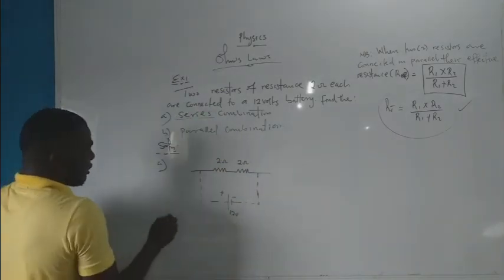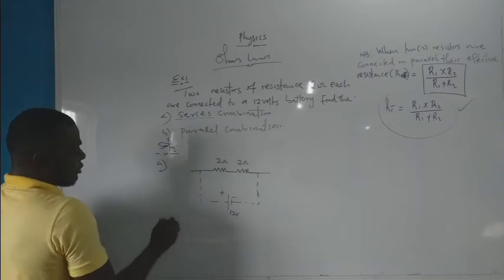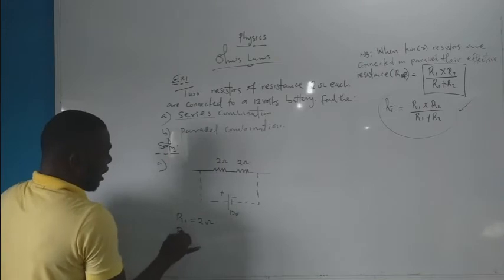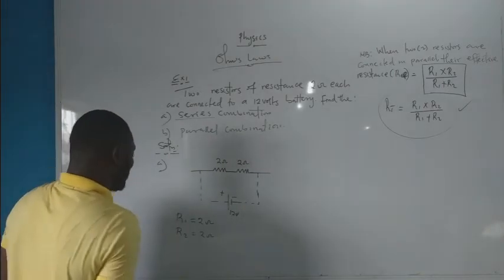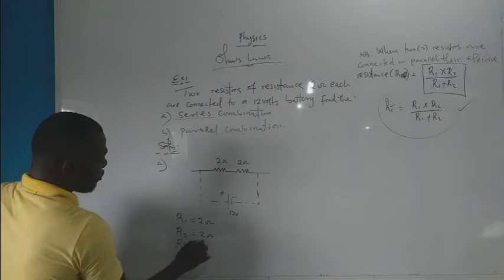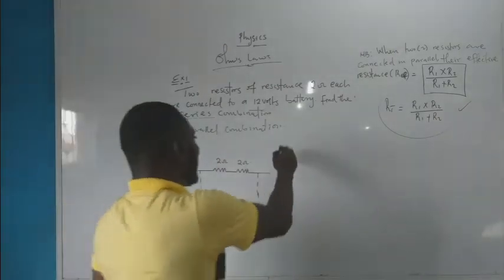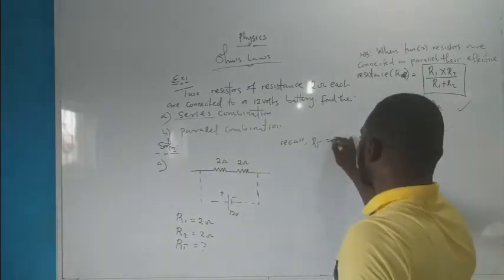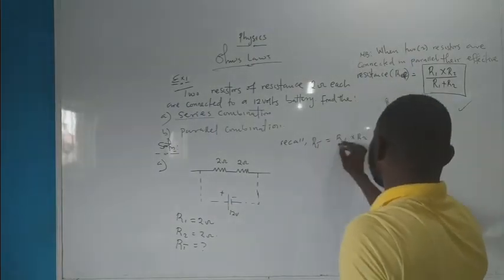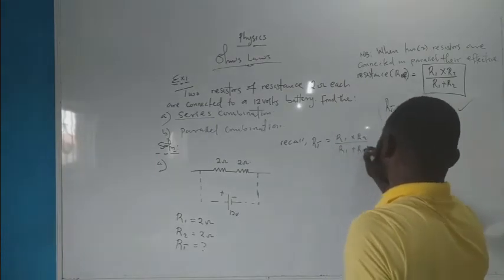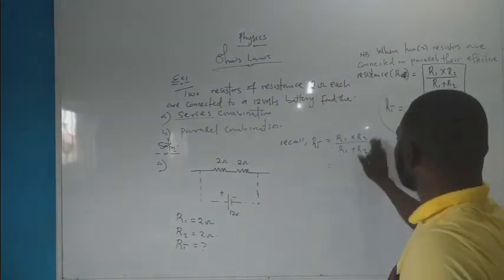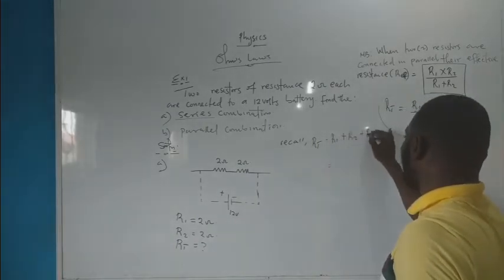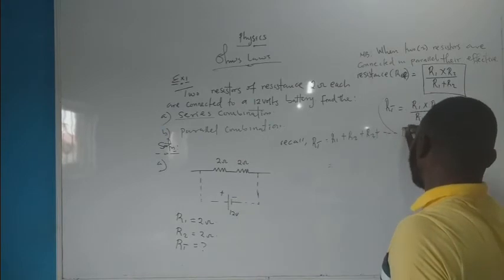In series. So R total. R1 is equal to 2 ohms, and R2 equals 2 ohms, isn't it? So we want to find R total. Recall that R total in series equals R1 plus R2 plus R3 up to Rn.